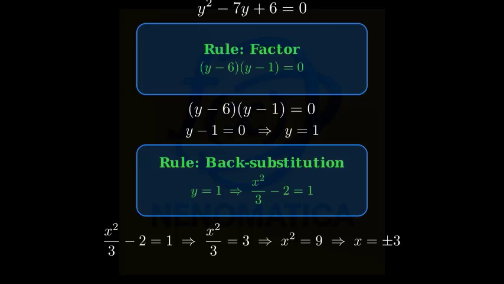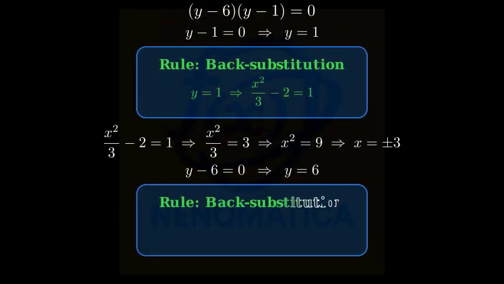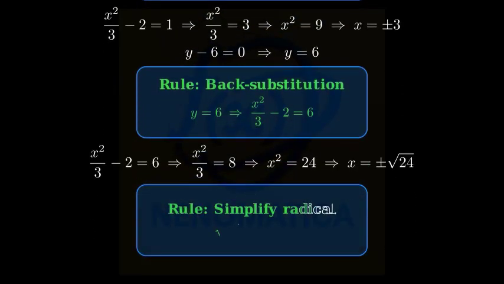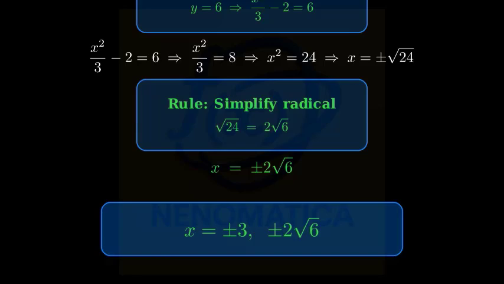Step 5. The second factor gives the other value of y. Set y minus 6 equal to 0, so y equals 6. Again back substitute for x. Then x squared over 3 minus 2 equals 6, so x squared over 3 equals 8. Thus x squared equals 24, and x equals plus or minus the square root of 24, which simplifies to plus or minus 2 times the square root of 6. Therefore, the complete solution set is x equals plus or minus 3, and x equals plus or minus 2 square root of 6.